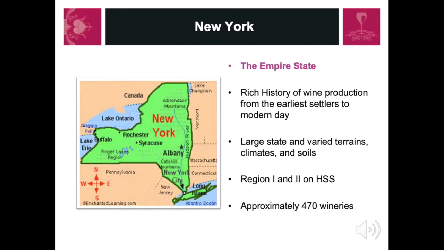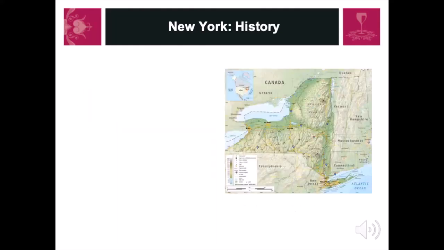There are going on 500 wineries in New York, which has been a big increase in the last, I'd say, 10 to 15 years in particular. And we will talk about some of that growth in a little bit here. So here's another great map of New York. I know it's smaller, but it really shows you the topography of New York State.